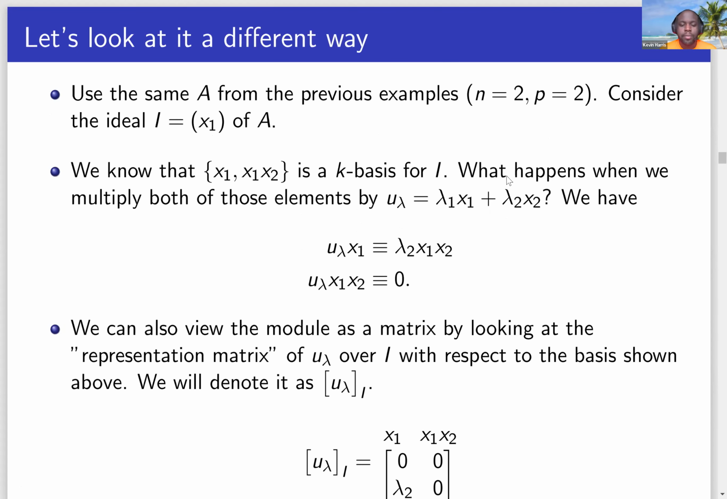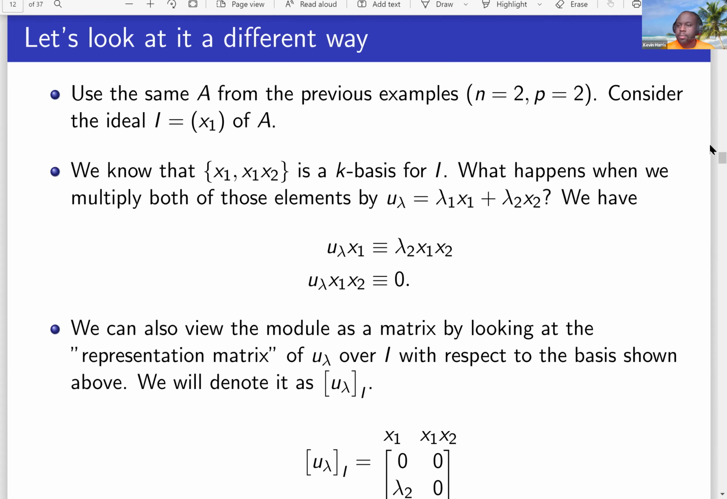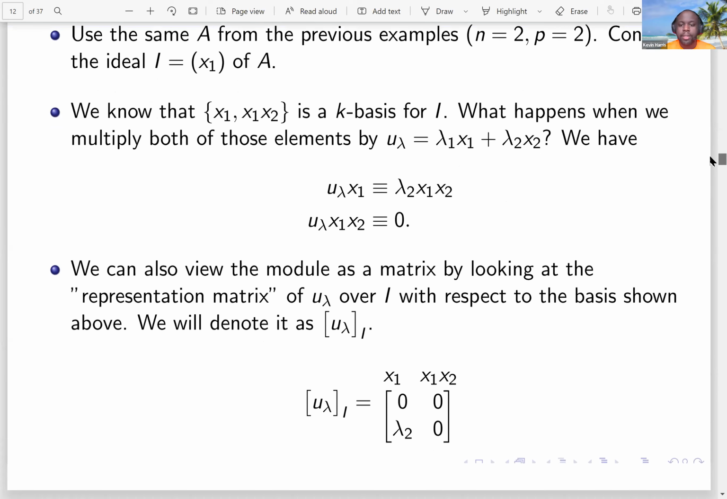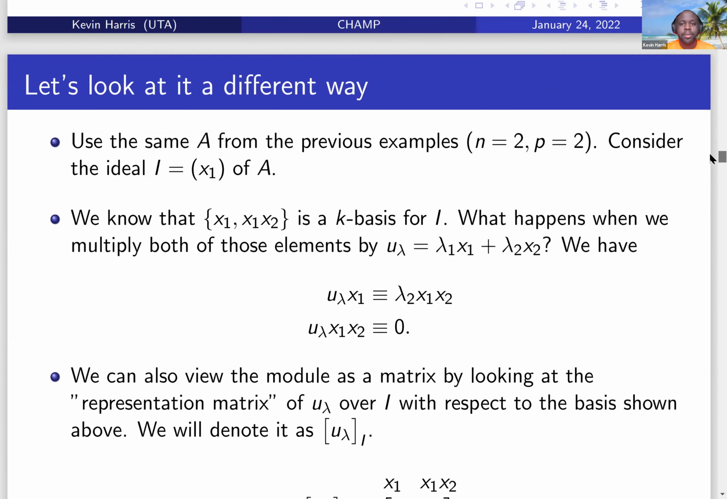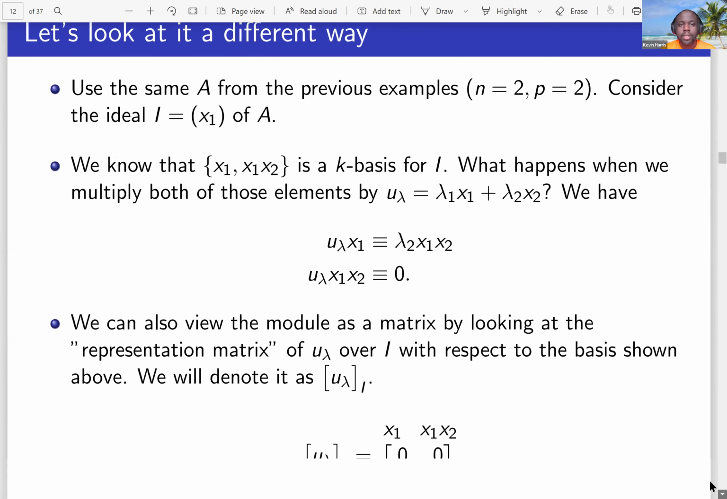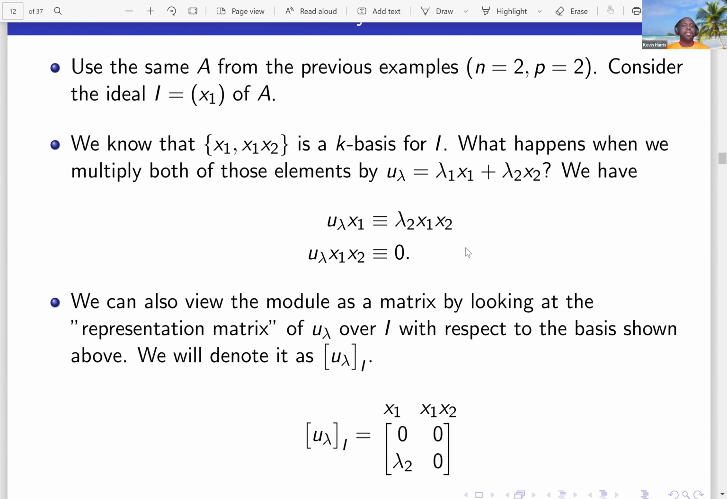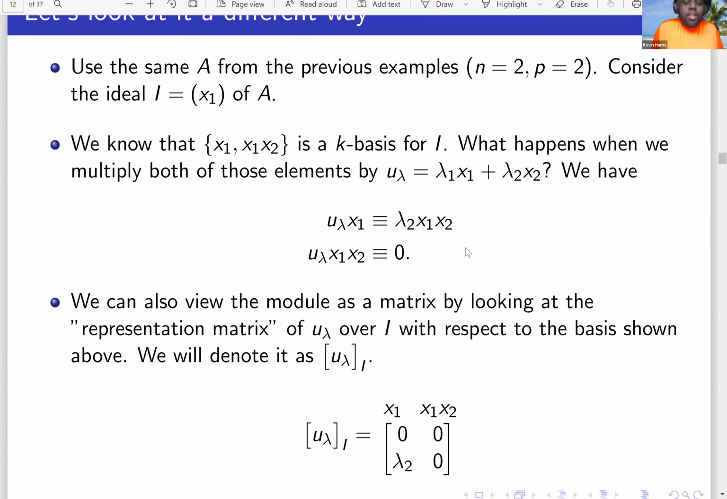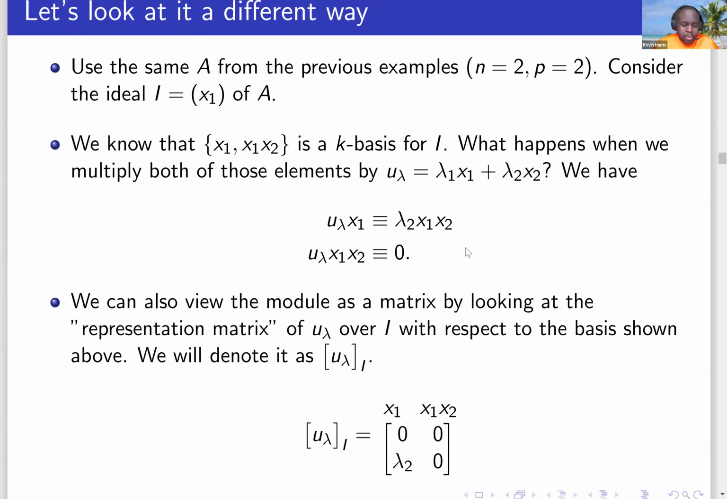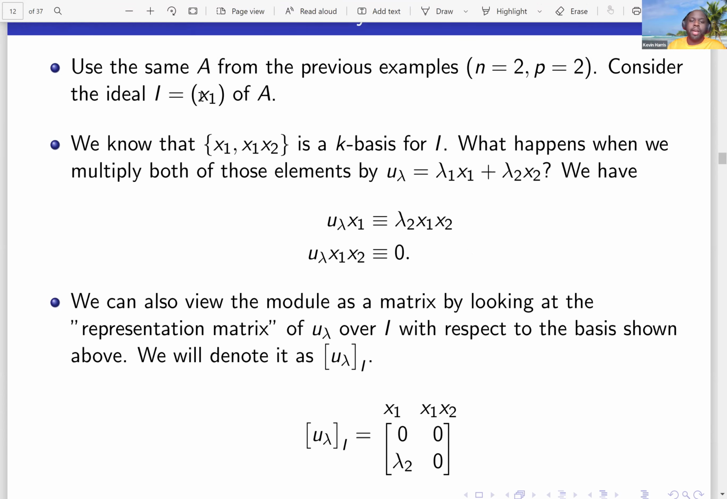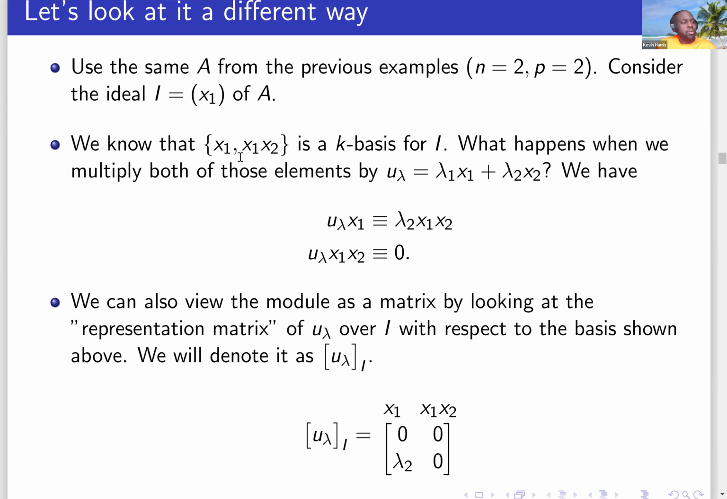All right. So let's maybe look at it a different way, and this is what I was concerned about in terms of it cutting off. Okay, I think that's good. So let's look at the very first example we did. Again, same A, just 2, 2. We take the first ideal, the one generated by x1, and we determined what that basis was. It was just x1 comma x1 x2.